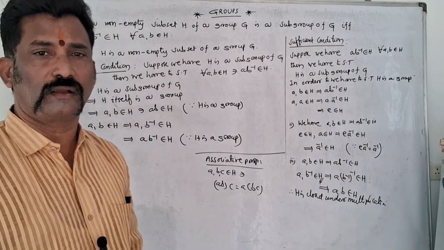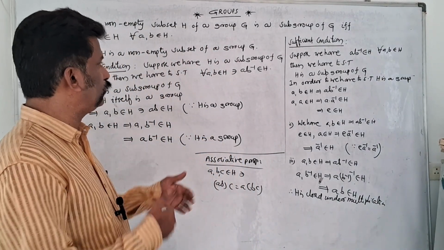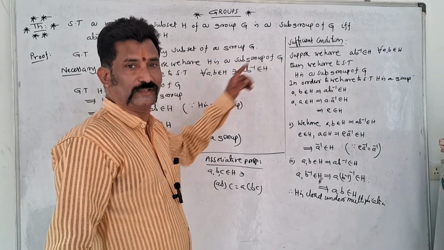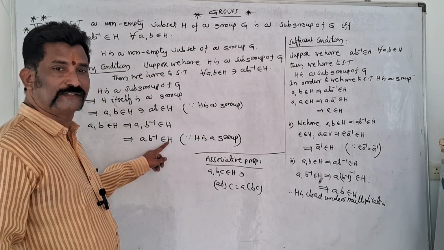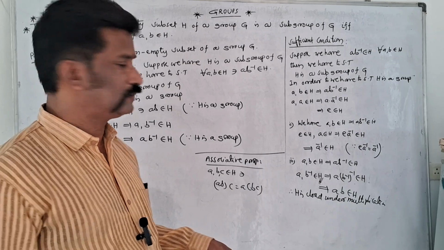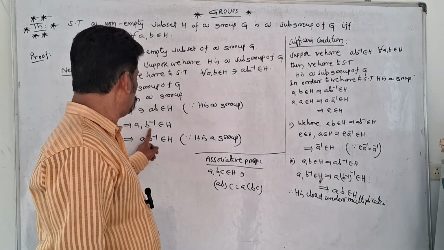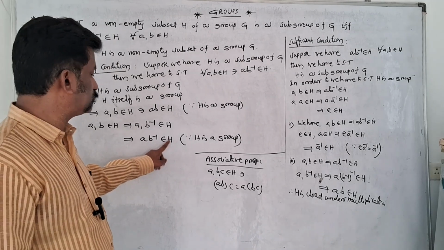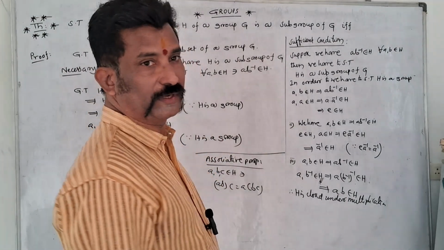Sir, why are we not taking a inverse belongs to H? No need for that one. Your aim is to prove that ab inverse belongs to H. That's why a into b inverse belongs to H, since H is a group. This is the closure property. a, b inverse belongs to H, which implies a into b inverse belongs to H. Now, the necessary condition is completed.